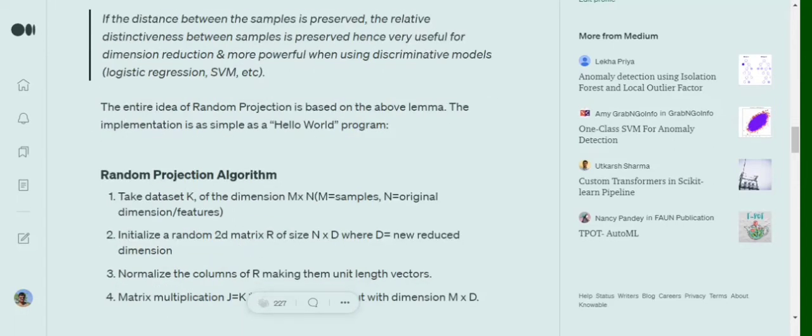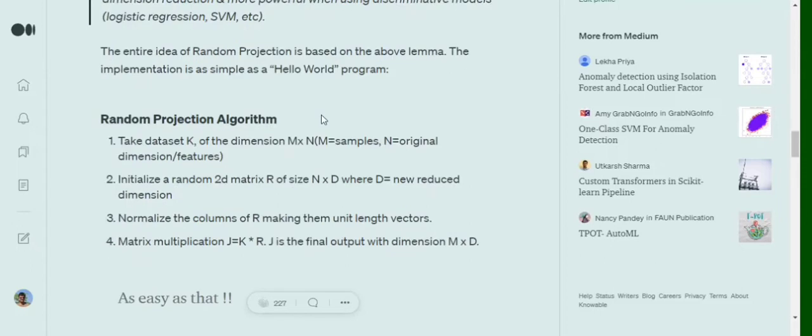So let's see how random projection is calculated. It's pretty easy actually. We take a data set K, and assume it has dimension m cross n, where m is the total number of samples and n is the dimension of the data set. Now we randomly initialize a 2D array R of size n cross d, where d is the new dimension that we wish to have, and n is the original data set dimensionality.